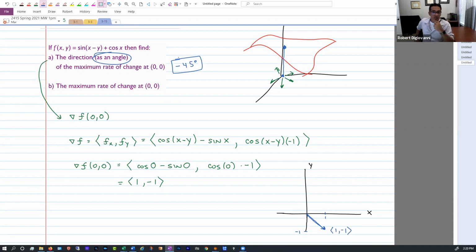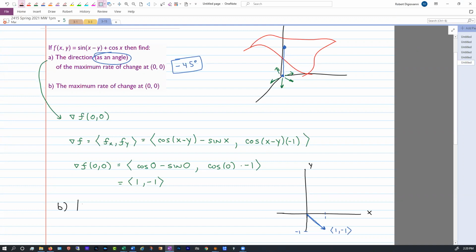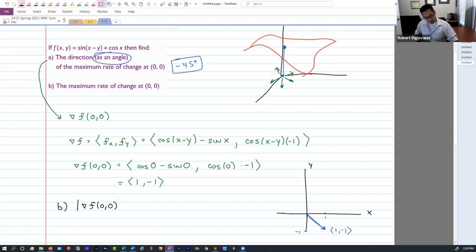Now, what is the maximum rate of change? That's the angle we need. That's the direction we need to point. But what would our maximum rate of change be? Part B. All it is what? Was it the absolute value of the gradient vector? That's right. It's just the absolute value, or the magnitude, of the gradient vector at that point 0, 0. So that's just going to be the magnitude of this vector 1, negative 1, which is the square root of 2.